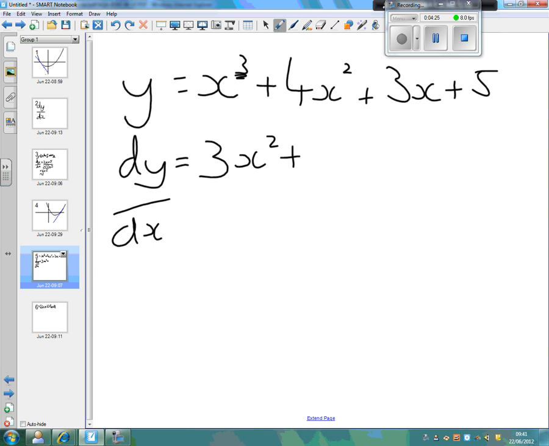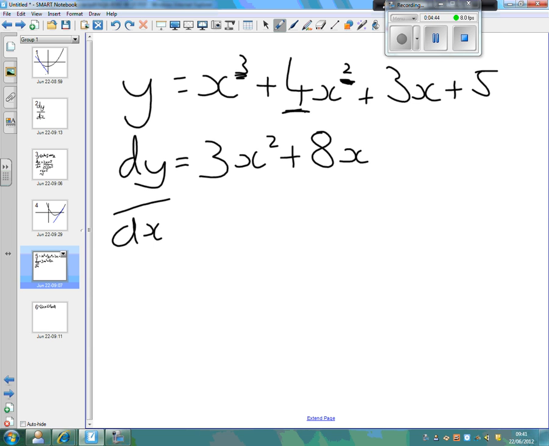Then we take the next one. We take the number that's to the power of 2 times by the number at the front. So 2 times 4 is 8. And then we take the power and take away 1, which is just 1. So you get 8x to the power of 1, which can also be written as 8x.